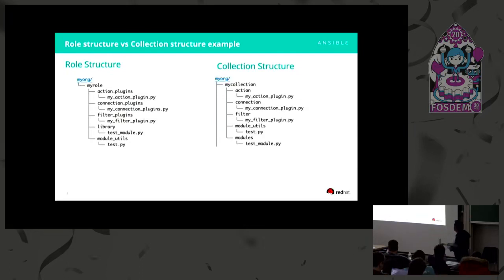But on the collection side, all the plugin names are top-level names, and Ansible considers them first-class citizens. Whatever code is in module utils, such as test.py, can be reused in one of the plugins. And modules, obviously, sit in the modules directory, and they can also share the code present in module utils.